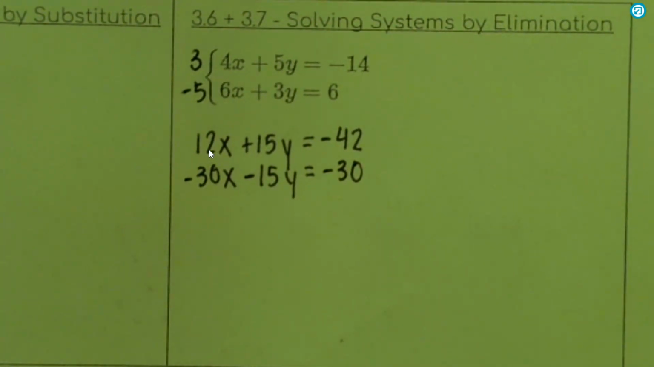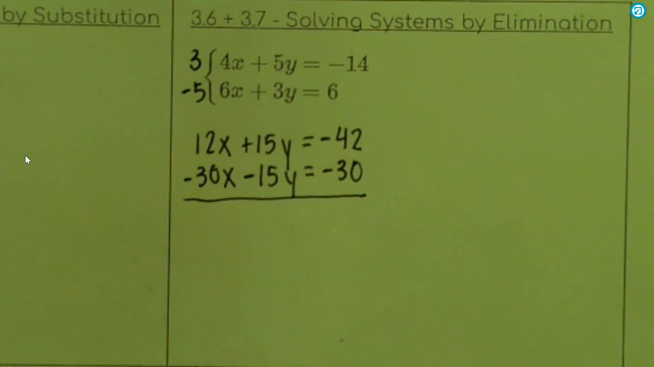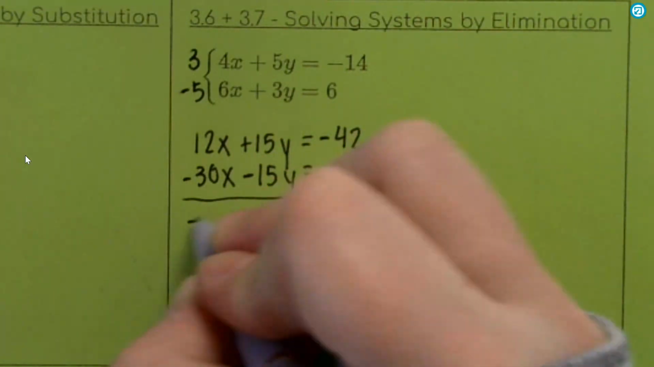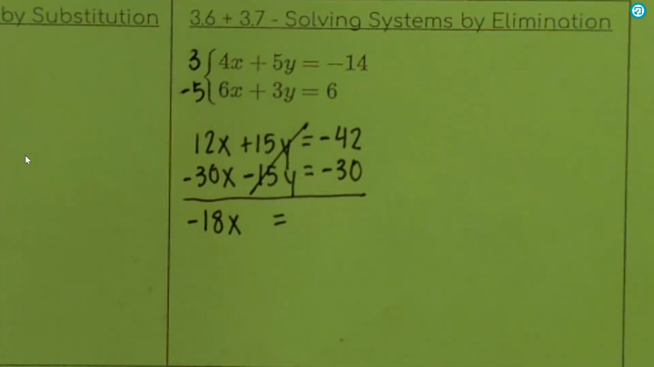I didn't do it this way the first time around when I made the key to the note card, so I'm kind of second guessing myself, but it should work. Okay, 12x minus 30x, or 12x plus negative 30x, either way, it's negative 18x equals, because my 15y and negative 15y cancel, negative 42 minus 30, that is negative 72.